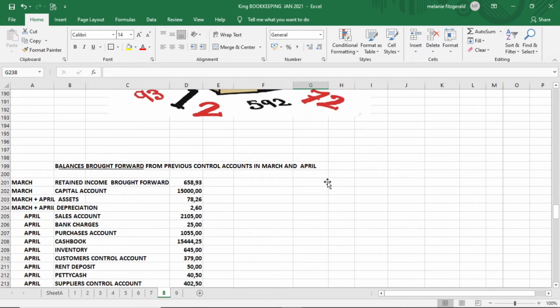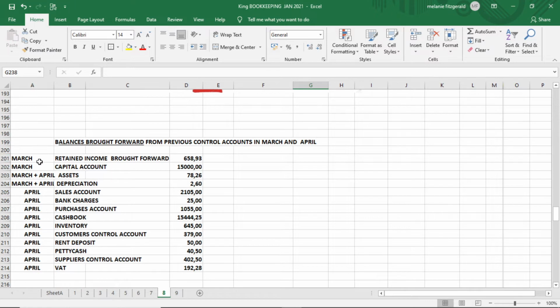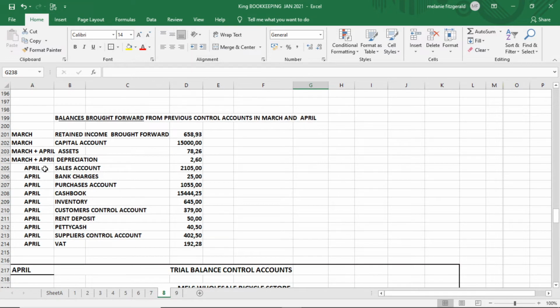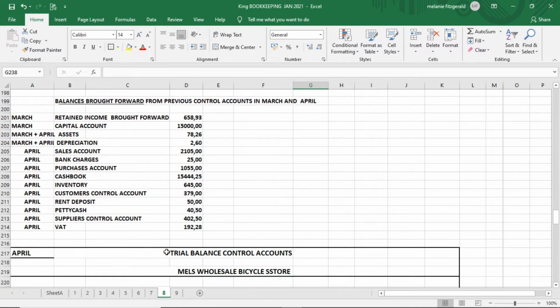Okay, so let's bring all these balances forward and enter our trial balance. These are all the balances brought forward from previous control accounts in March and April. So remember the March retained income brought forward, the capital account brought forward, that's the money we put into the business. The March and April assets of $78.26, March and April depreciation. And then all April's control accounts: the sales account, the bank charges, the purchases account, cash book, inventory, customers control account, rent deposit, petty cash, suppliers control account, and then of course the VAT. So we're going to end off this month with the trial balance. Okay, let's go for it.